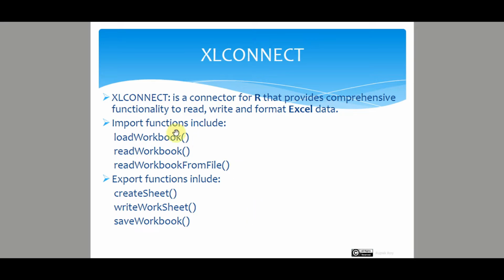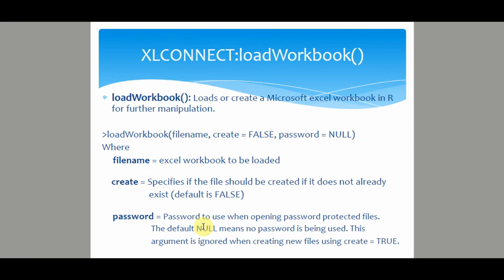XLConnect import functions include loadWorkbook and readWorksheetFromFile, and XLConnect export functions include createSheet, writeWorksheet, and saveWorkbook. First is loadWorkbook. It loads, or we can say it creates, a Microsoft Excel workbook in R for further manipulation. To use the function, type loadWorkbook, then the file name, which is the Excel file to be loaded in R.